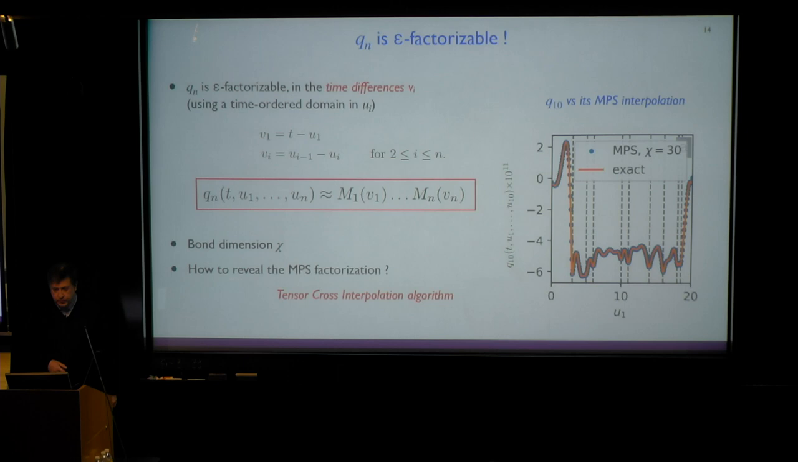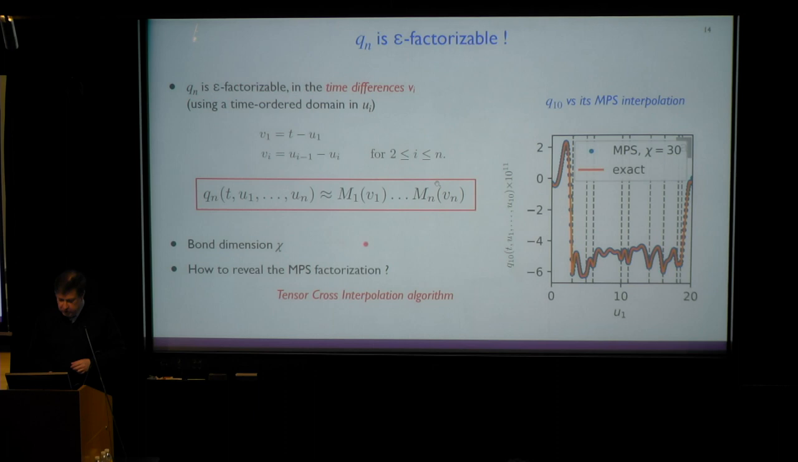And the point of my talk here is basically on this slide. The point is that this Qn function has an MPS factorization. And that's the main result. So it's factorizable, but not as a function of time, but as a function of time differences. I mean, we are in a time-ordered problem, so I can order my times. And I need to consider my function as a function of time differences, Vs, not the times Us. And as a function of V, yes, it is an MPS.